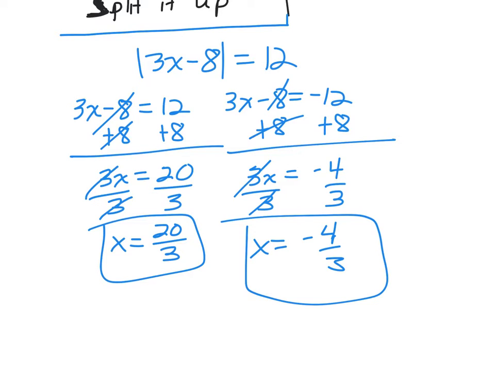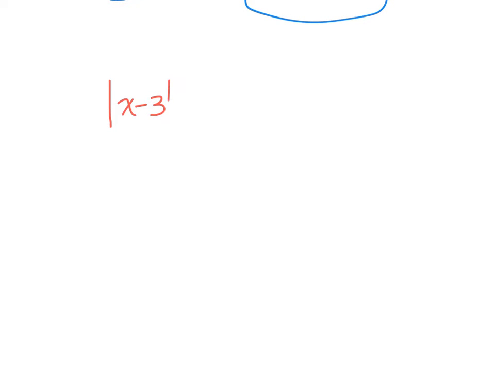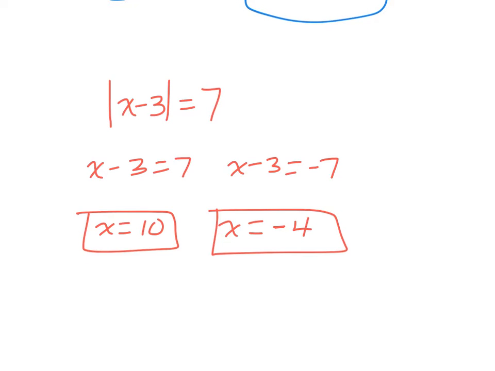Okay, so what I want to do now is I want you to try one. The problem I would like for you to try is the absolute value of x minus 3 is equal to 7. David Black got 10 and negative 4 because we would split it up: x minus 3 equals 7, x minus 3 equals negative 7, and solve both of those. By the way, our 2 minutes is up.